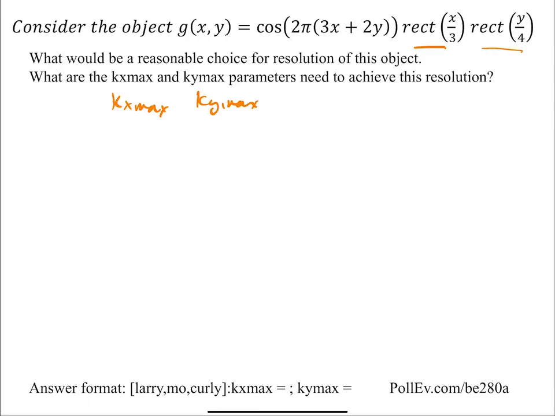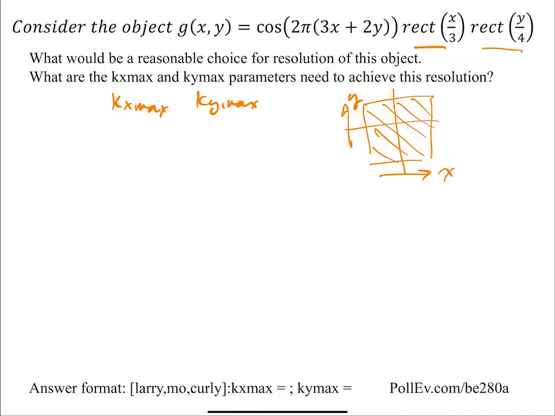Now we're just going to focus on the cosine 2 pi (3x plus 2y). Let's think about what my object would look like. It's going to be delimited by some rect function, and inside it's going to have some variation like that. What we want to know is what detail we want along the x direction and the y direction. How finely should we sample the image in x and y, and what does that tell us about how far we have to go out in k-space? So let's look at that.